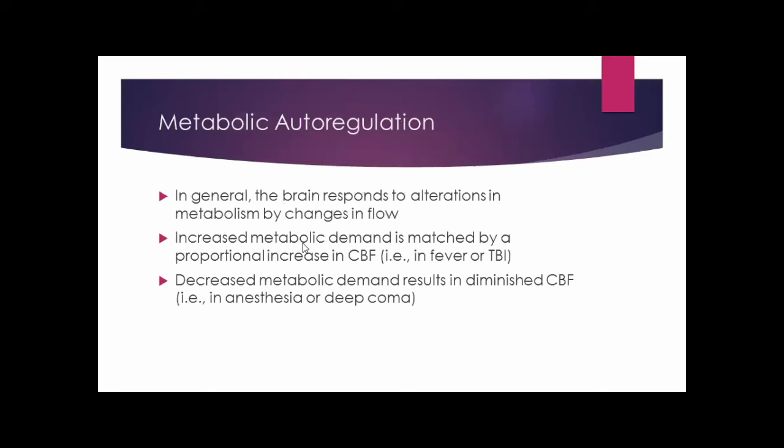So going to that first bullet, metabolic autoregulation. So in general, the brain responds to alterations in metabolism by any changes in flow. So increased metabolic demand is matched by a proportional increase in cerebral blood flow. For example, fever, traumatic brain injury, it's going to increase your metabolic demand. So ideally, you should have a proportional increase in cerebral blood flow to meet that need. Decreased metabolic demand results, similarly, in a diminished cerebral blood flow. So for example, if somebody's under deep anesthesia, their metabolic demand in the brain goes much lower. So their cerebral blood flow is then decreased. Also deep coma, same thing happens.